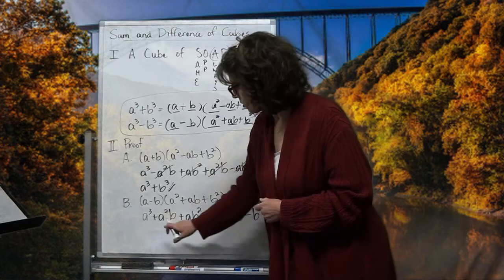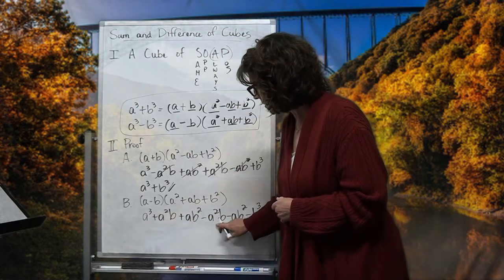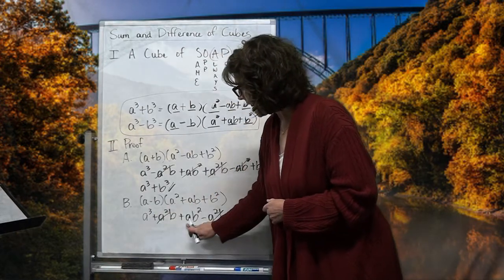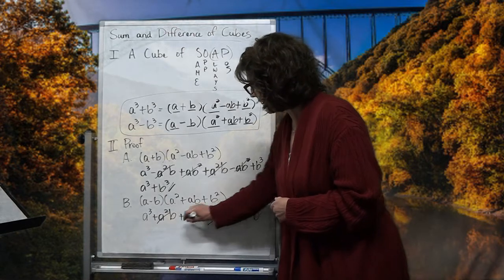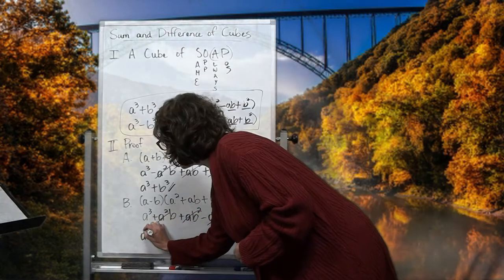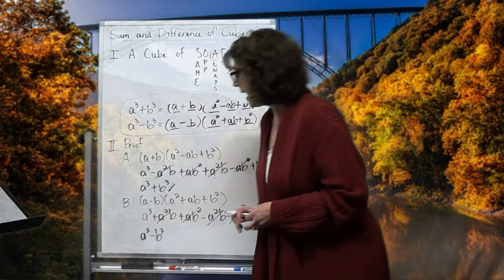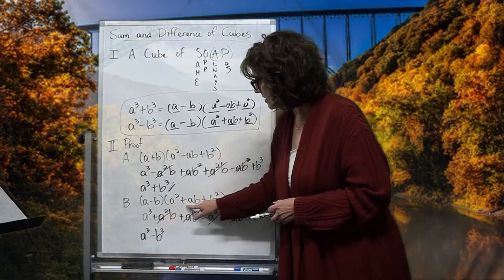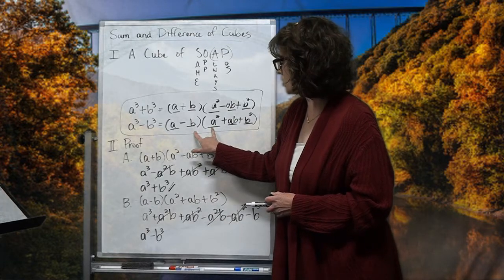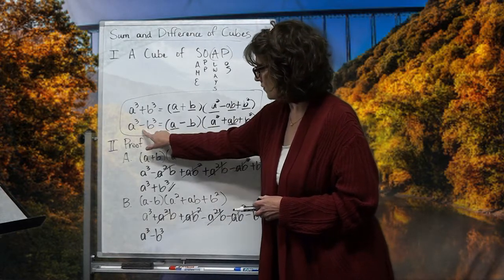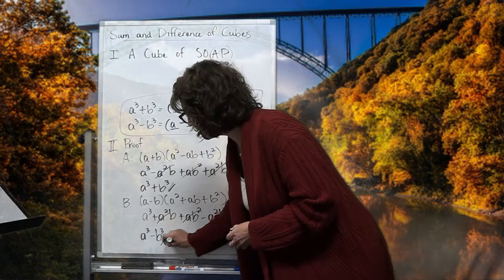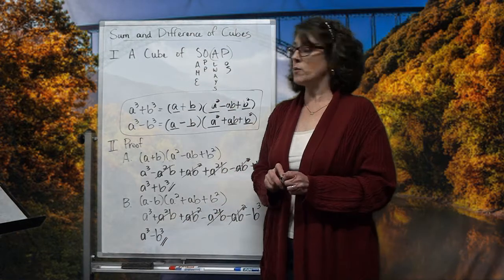And when I combine those like terms, A squared B combines with this, but they cancel. AB squared combines with this, but they cancel. And I'm left with my A to the third minus B to the third. And like before, notice this is this factorization, which is the factorization for this, which is exactly what I ended up with. So yes, that is in fact the correct way to factor it.